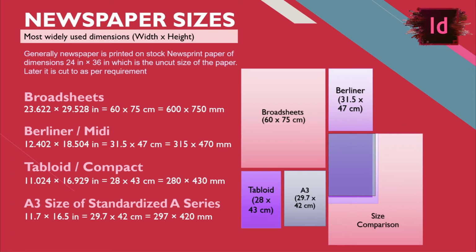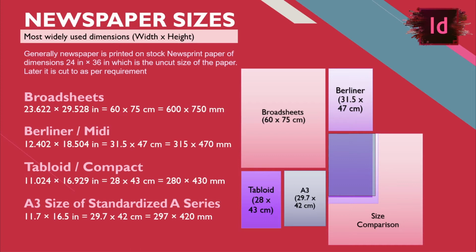So the very first thing that I want to discuss is newspaper sizes and the most widely used dimensions. By dimension, I mean the ratio of width to height. That is how newspapers, or for that matter television programs and video formats, everything is associated with this same concept of dimension, which is basically width to height. Generally, newspaper is printed on a stock of general dimension, which is 24 inch by 36 inch, which is then cut into different required sizes as per the requirement of the industry or the organization.